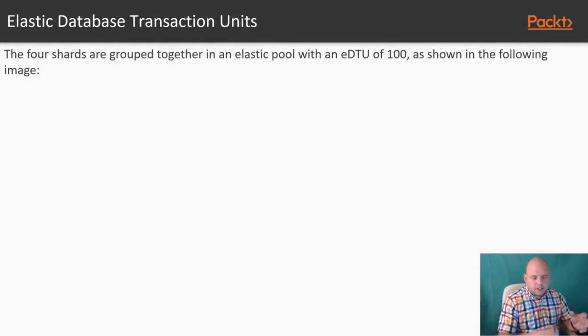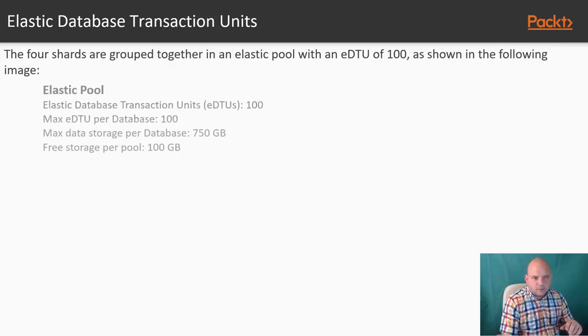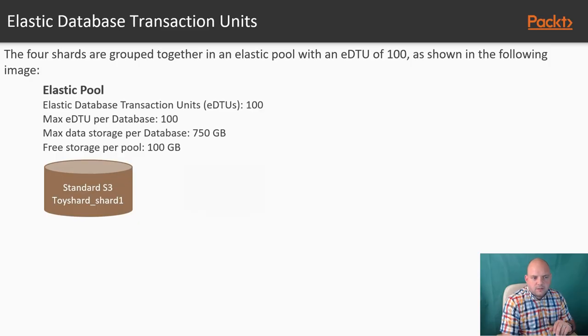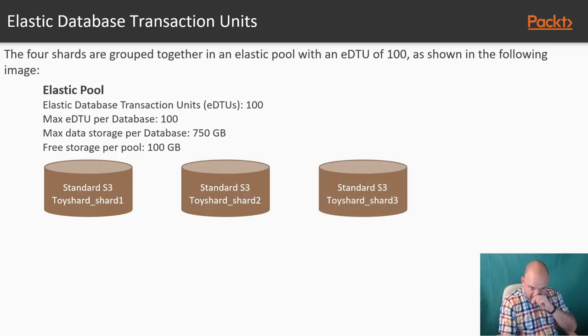Now in the shard example here on the Toy Store database, we've currently got 4 sharded databases that are grouped together in an elastic pool that you can see in this image here. We've got 100 DTUs for the pool, and each database can use 100 of those eDTUs. These eDTUs are shared between the 4 sharded databases.